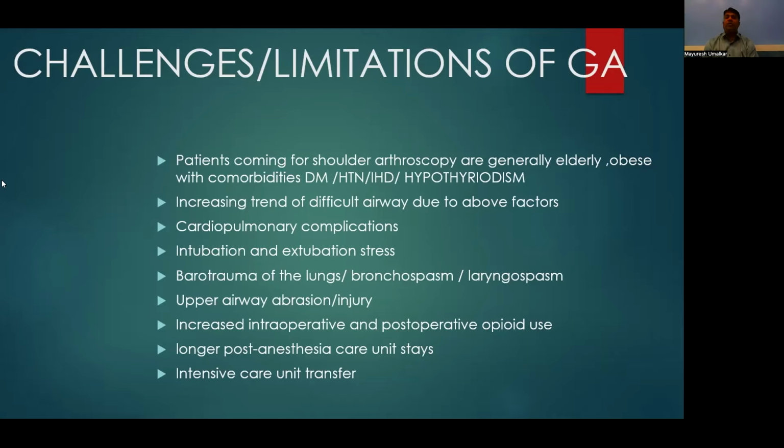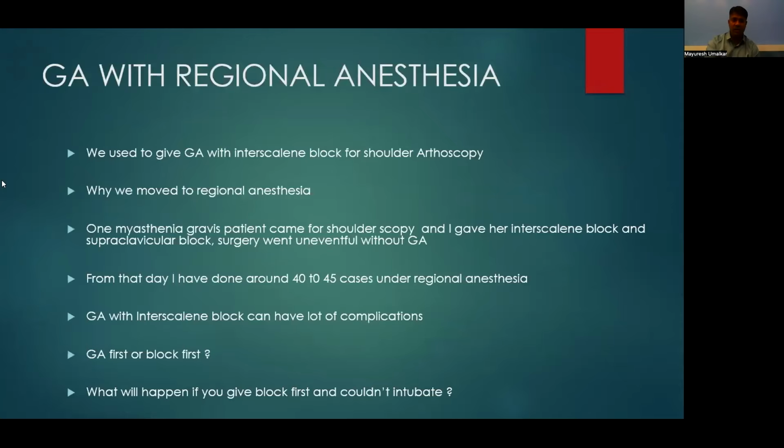Cardiopulmonary complications include intubation and extubation stress, barotrauma of the lungs, bronchospasm, laryngospasm, and upper airway abrasion and injury. General anesthesia also increases intraoperative and postoperative opioid use, leads to longer post-anesthesia care unit stays, and increases intensive care unit transfers. So, general anesthesia with regional anesthesia.